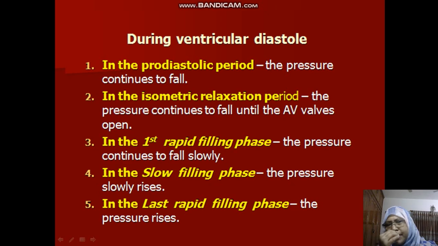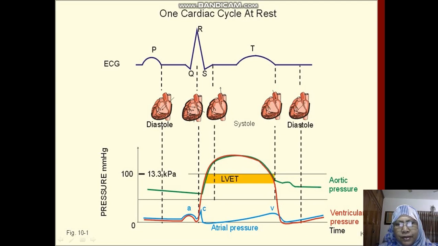So these are the pressure changes in the ventricles during systole and diastole, and this is the figure showing the left ventricular pressure. You see that ventricular pressure increases up to 120 millimeter of mercury during systole, and it falls to 80 millimeter of mercury during diastole. This is the aortic pressure, and this is the ventricular pressure. Actually the aortic pressure represents the arterial pressure.